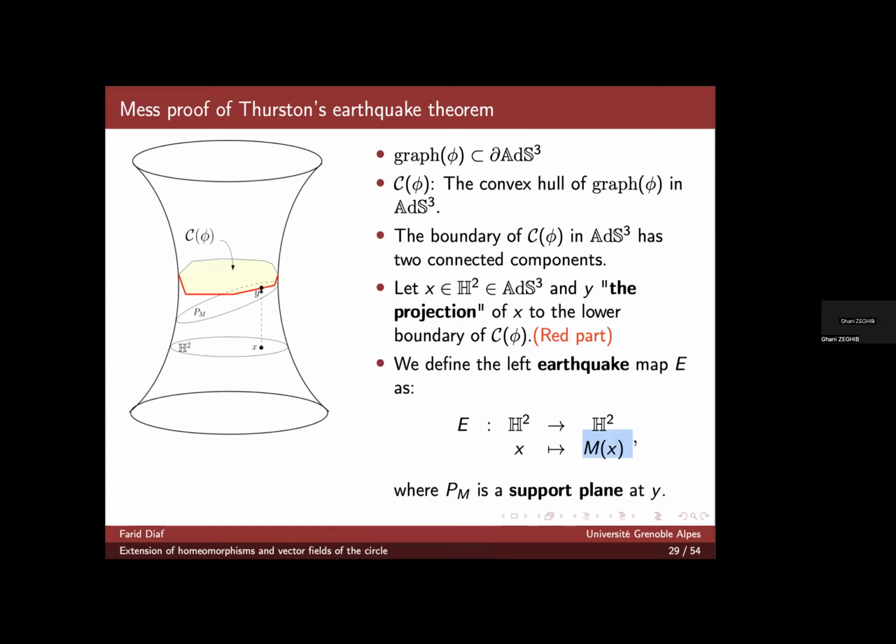Excuse me. So you said that you have X, you project X on the boundary of the convex hull and you get Y, and you have a support plane which is space-like, and so it is dual to some point. Yes, some point in AdS, and you see this as an element of PSL2, and you apply it to X. Exactly. Okay.